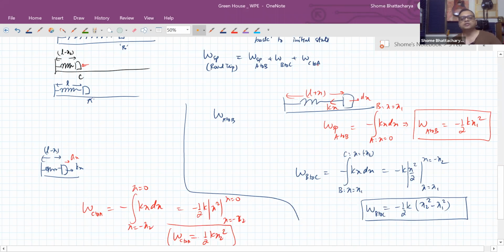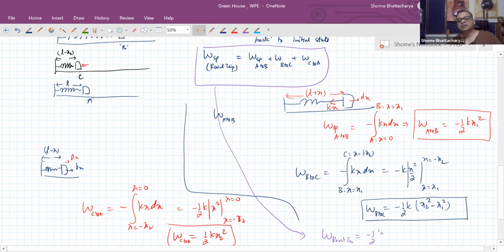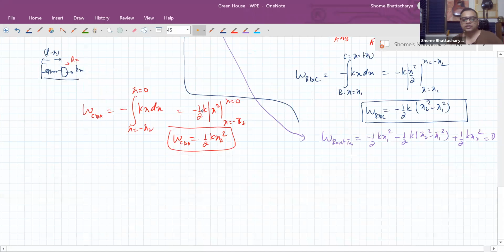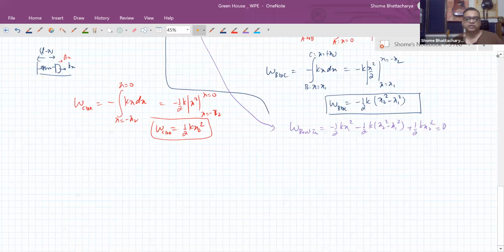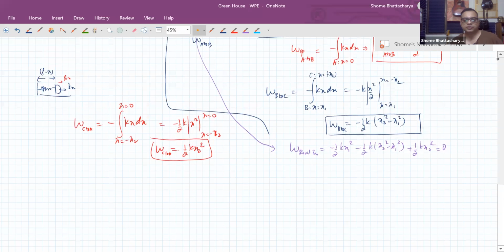So now I've got the three individual terms. Now put them in this equation here, all the three terms, and you'll get that the net work done in the round trip will become minus half kx1 square minus half k (x2 square minus x1 square) plus half kx2 square. You'll see the terms cancel and you'll get it as 0. Okay. So this is just a way to demonstrate that the spring force is conservative. Therefore, the work done in a round trip will be 0.